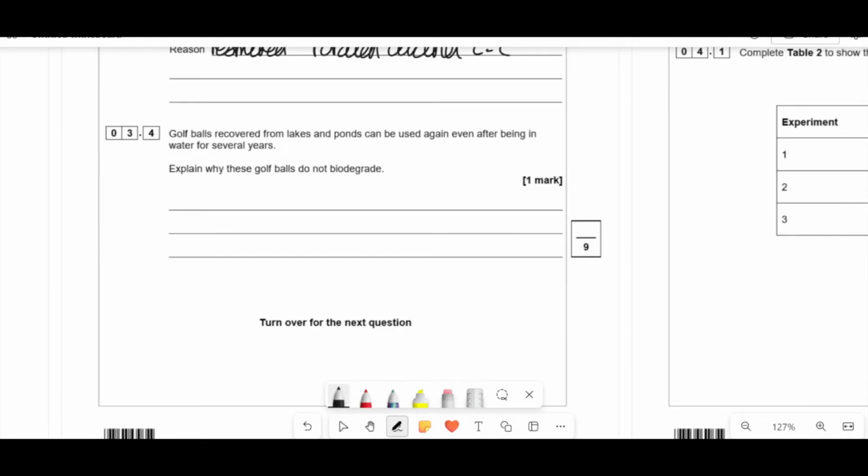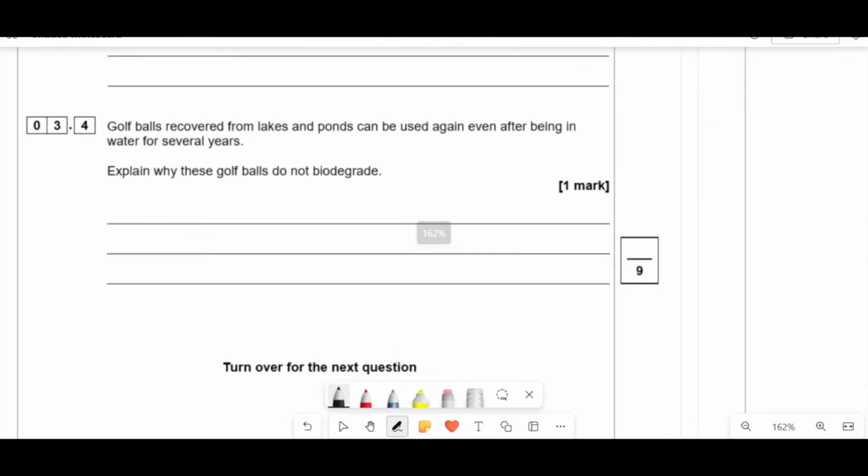Golf balls recovered from lakes and ponds can be used again, even after being in water for several years. Explain why they do not biodegrade. So the only reason is that it must be that we can't hydrolyze them. Biodegradable means that we can hydrolyze them, put water in and break them, right?